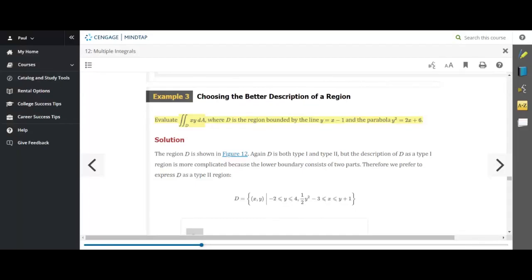Okay, we are recording. We are continuing our discussion of section 12.3, double integrals over general regions. And in this third example from the textbook, we want to evaluate this double integral over a region D, where D is the region bounded by the line, y equals x minus 1, and the parabola y squared equals 2x plus 6.